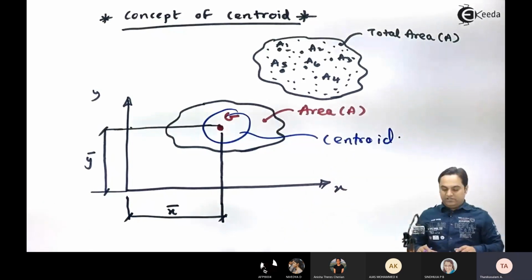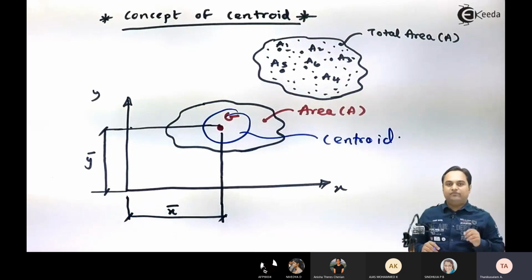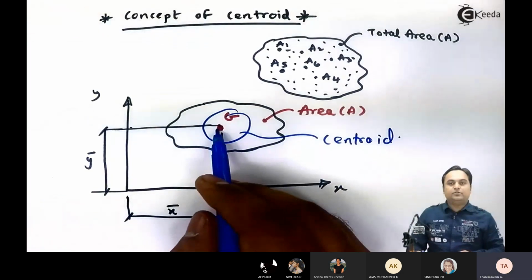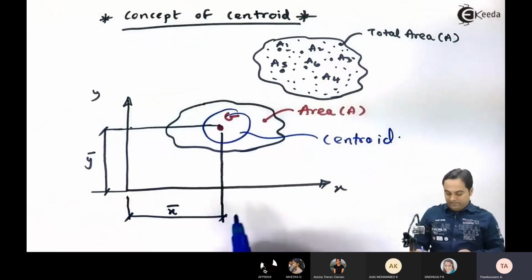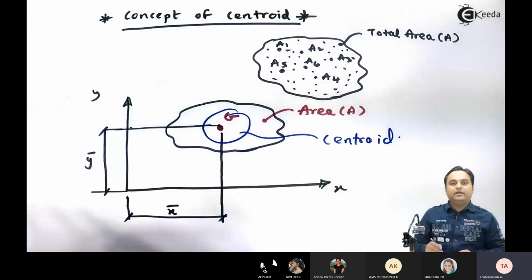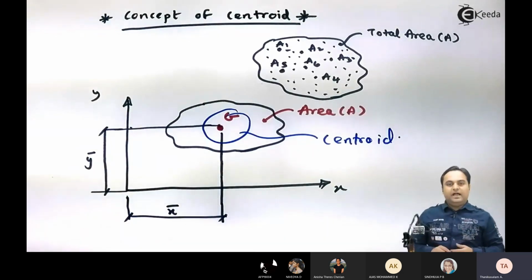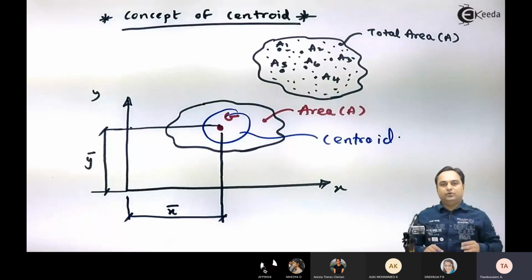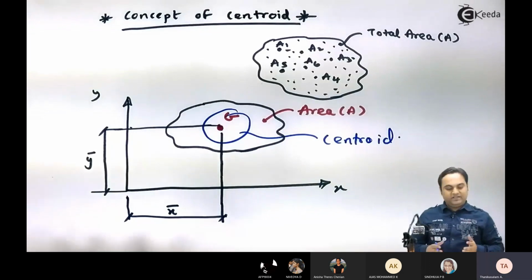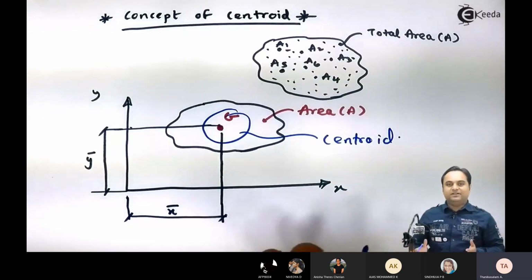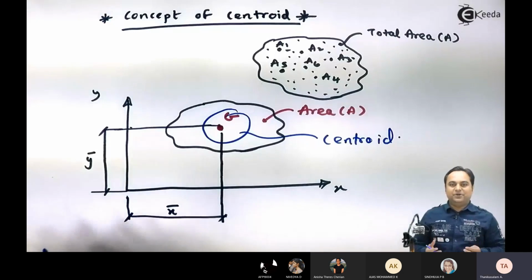So it is very much clear from this concept of centroid that if we want to locate the centroid, it would be located by finding the values of x bar and y bar. X bar, y bar are the coordinates which give us the centroid. And in this chapter, we will just locate the centroid. So with this, I think the definition part and the concept might be understood.